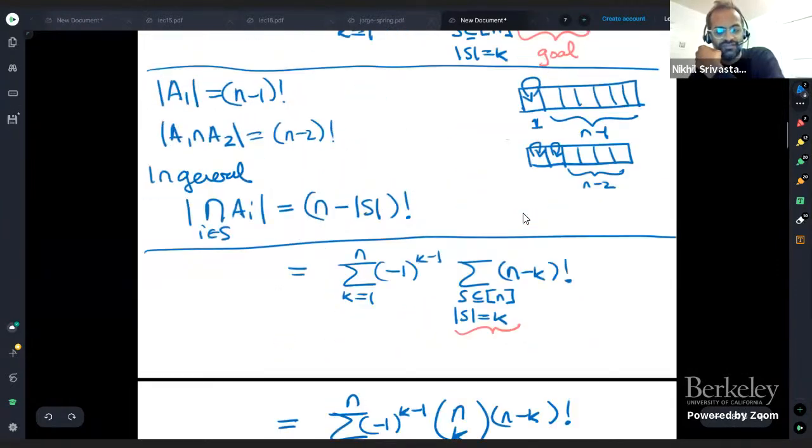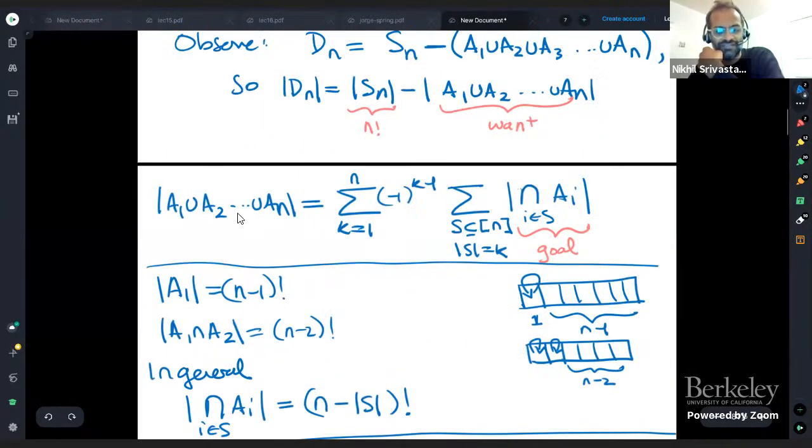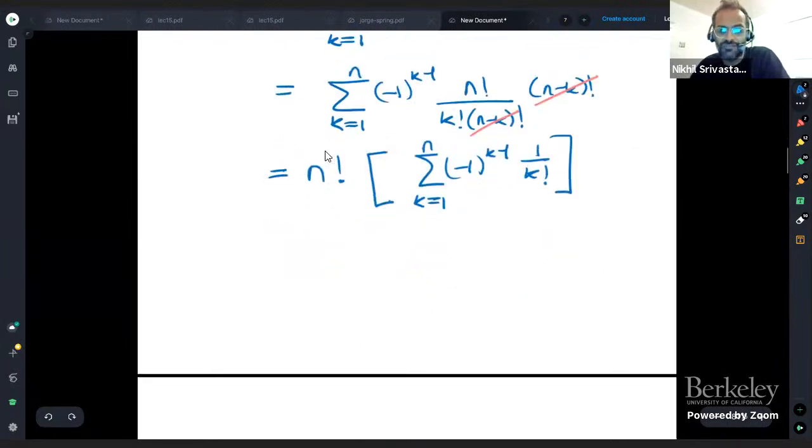That's not the number of derangements. That's the number of permutations that have a fixed point. So to get the number of derangements, I have to subtract this from n factorial. So this is n factorial minus this whole quantity.